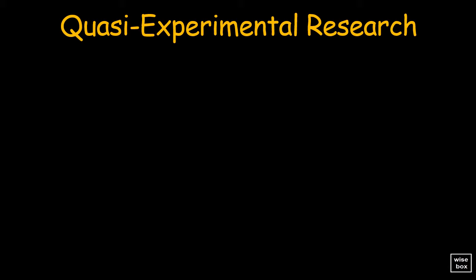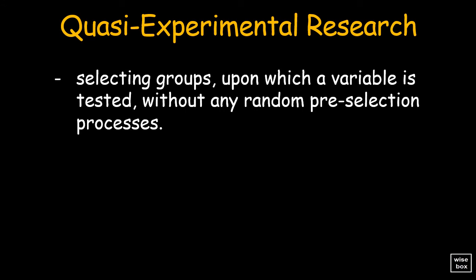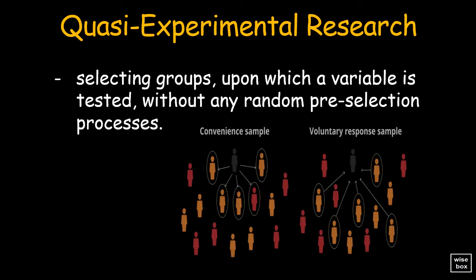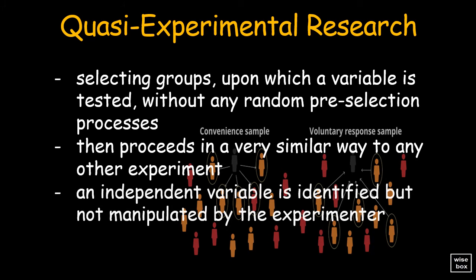Quasi-experimental design involves selecting groups, upon which a variable is tested, without any random pre-selection processes, since randomization is difficult or impossible to attain. After this non-random selection, the experiment then proceeds in a very similar way to any other experiment. In quasi-experiments, an independent variable is identified, but not manipulated by the experimenter, and then the effects of the independent variable on the dependent variable are measured.